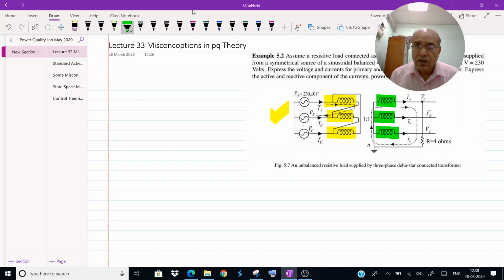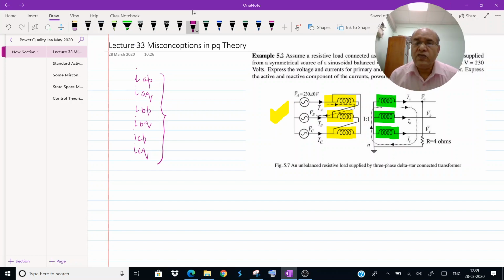Okay, so first thing, basically we are trying to find out what is IAP, what is IAQ, what is IBP, what is IBQ, what is ICP, and what is ICQ. That we will try to understand today. Now look here, we have to first solve the circuit and then find out the currents.